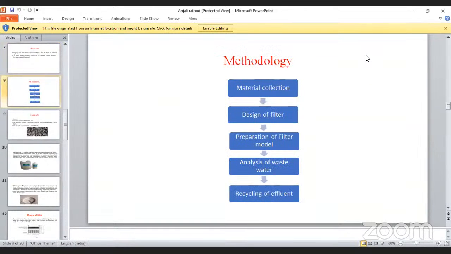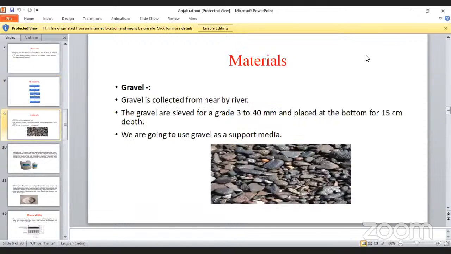The next point is methodology. First, we have done material collection. Then we designed the filter. Then we prepared the filter model. Then we have done analysis of wastewater. Then recycling of effluent.